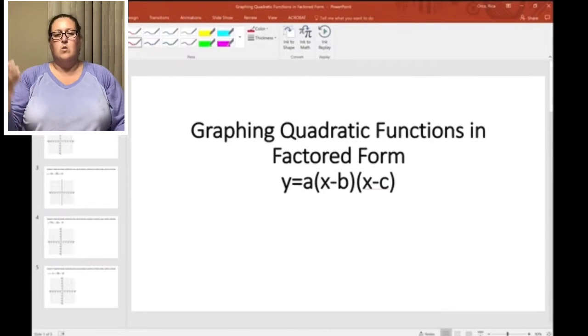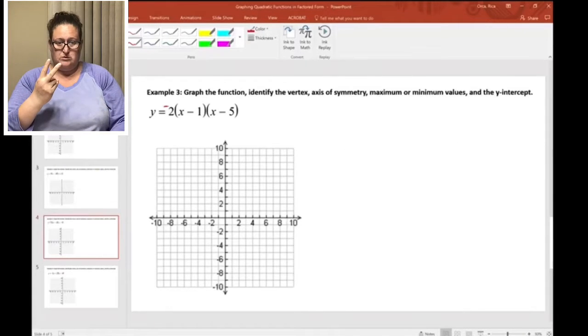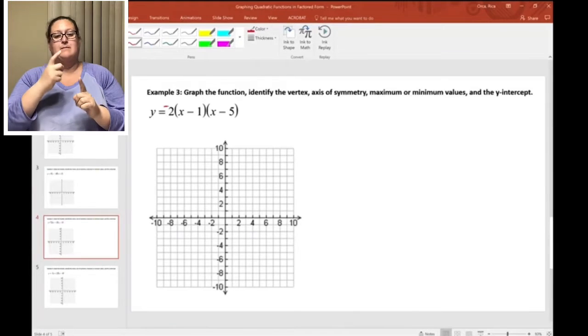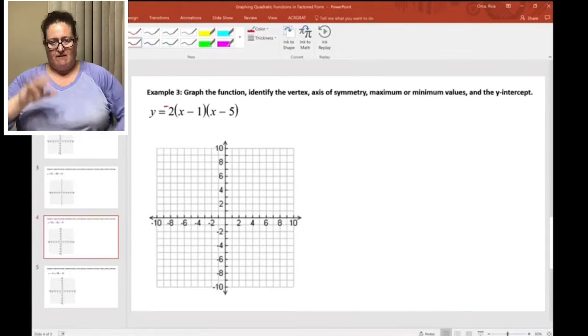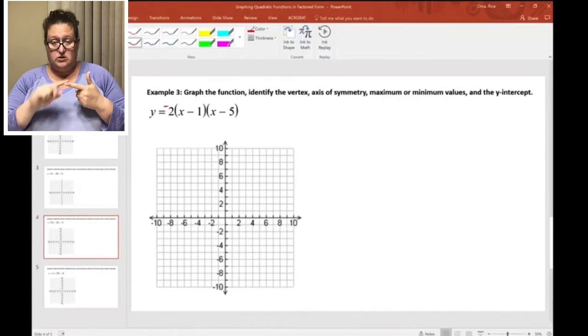Welcome back to Graphing Quadratic Functions in Factored Form, Part 2. In this example, we want to graph y equals -2 times (x minus 1) times (x minus 5). We want to identify the vertex, axis of symmetry, maximum or minimum values, and the y-intercept.